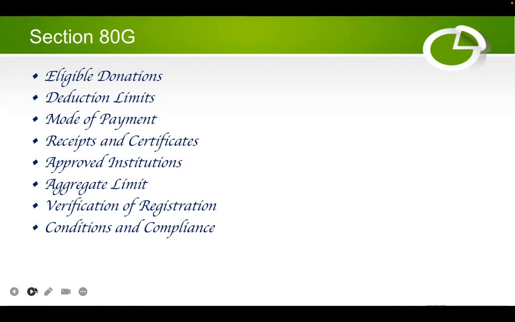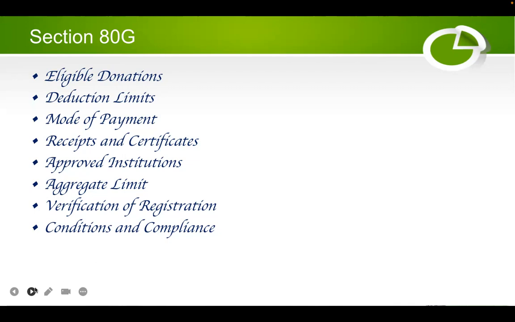Mode of payment. To claim the deduction, donations should be made through any mode other than cash. Donations made in cash exceeding rupees 2,000 are not eligible for deduction under Section 80G. Receipts and certificates. To claim the deduction, taxpayers need to obtain a receipt from the recipient organization. These receipts should contain details such as the name and address of the organization, the amount donated, and the registration number under Section 80G.